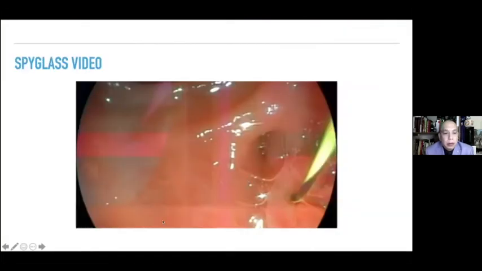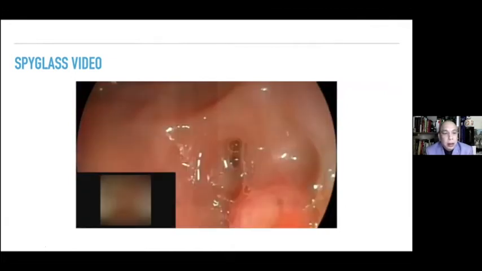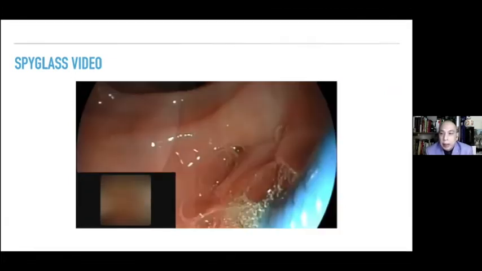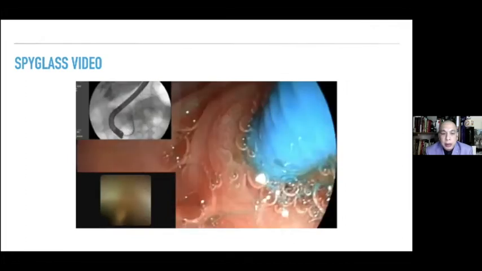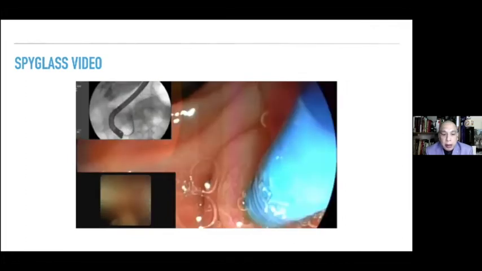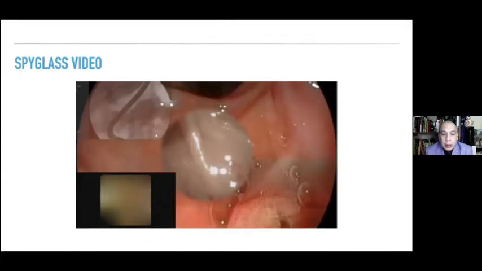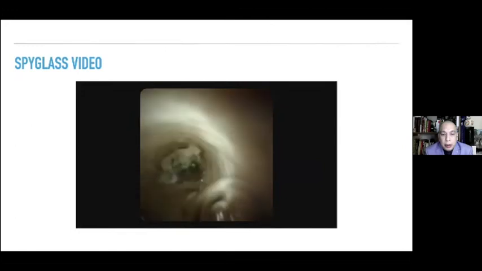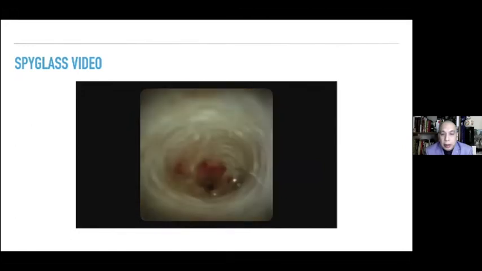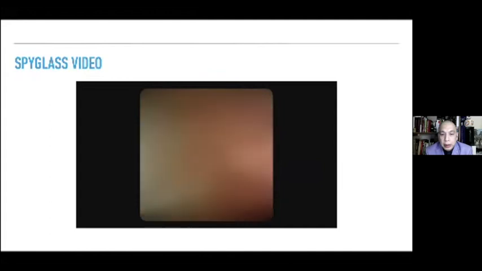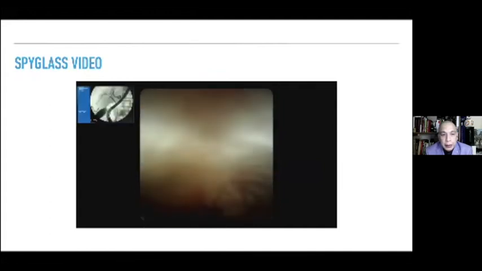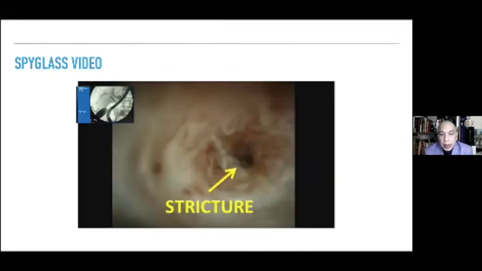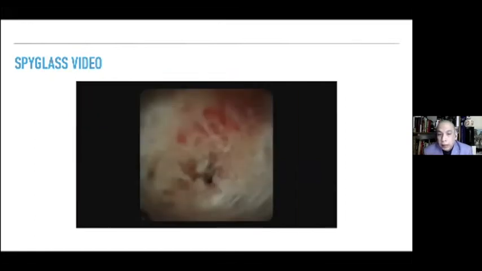So it's a video of how a SpyGlass or a mother-baby scope system would look like. How clear the image is, so that you'll be able to do, in this video particularly, a bile duct structure. So we're going to biopsy that. And then, of course, bypass the area after evaluating.